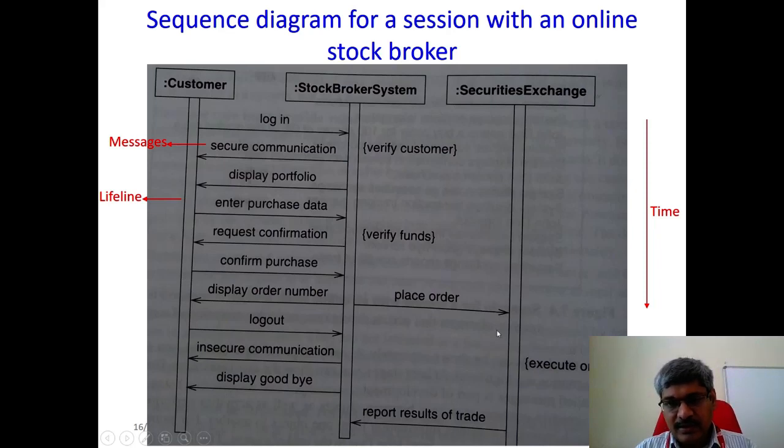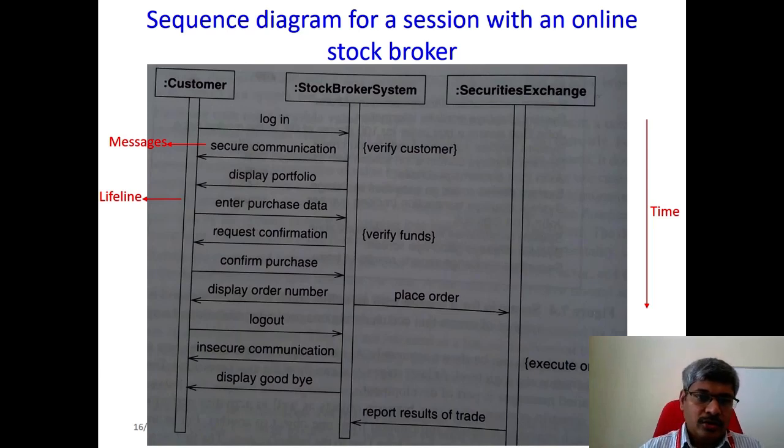So in this sequence, in parallel, for example, since you have placed the order at the securities exchange, it is executing the order, and then it reports results of the trade to the stock broker system. As we have discussed in the scenarios as well, this is what actually finishes this particular session with the online broker. Once the customer logs in again next time, he will see his portfolio display, in the next login. So he will be seeing the results of the previous execution. This is what you can see as part of this sequence diagram.